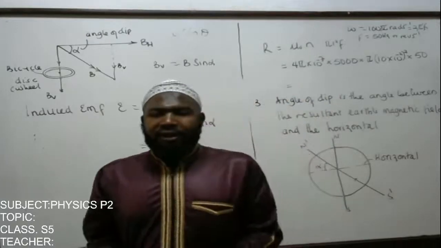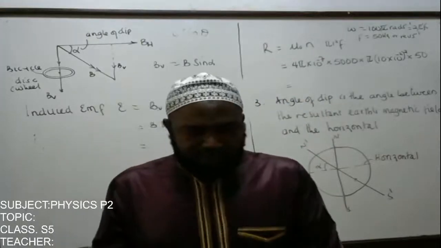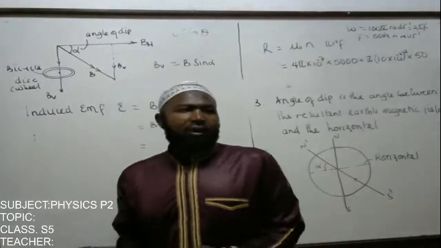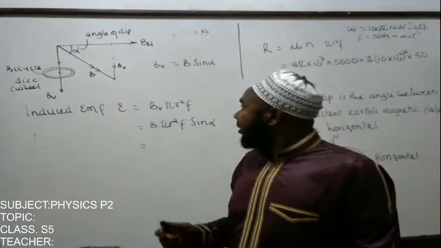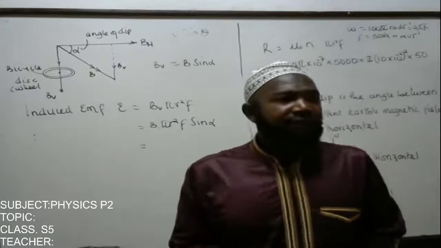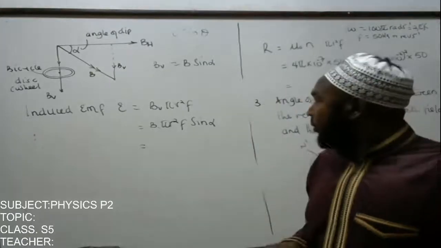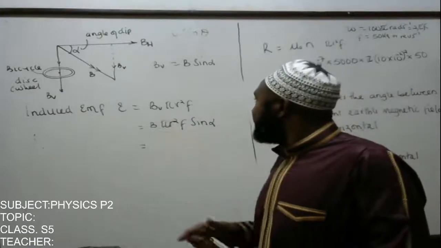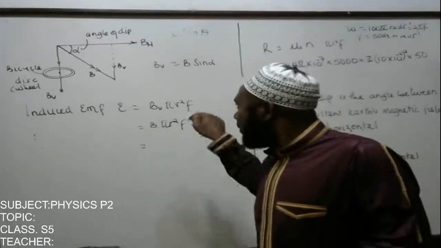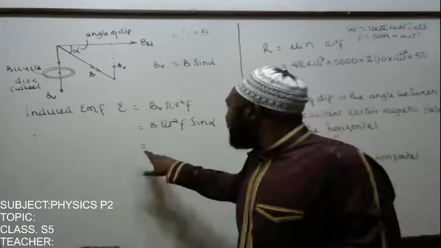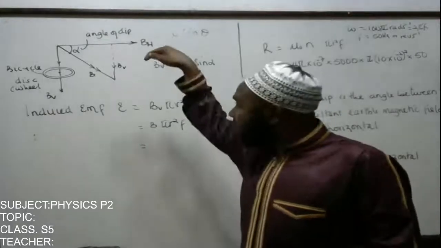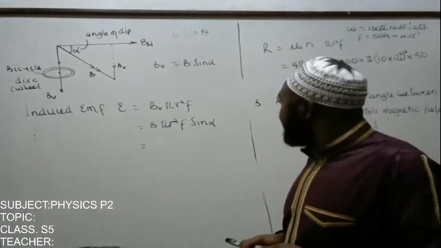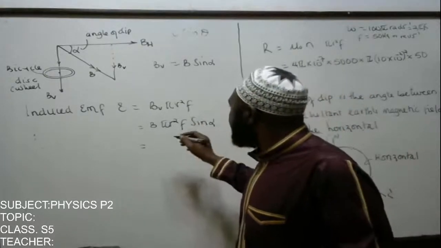Okay, we are back. We are sorry for that technical interruption. We are saying that the induced EMF in the bicycle wheel is given by B pi r squared F, but it's the vertical component that is threading the wheel, so you can now substitute in the expression.